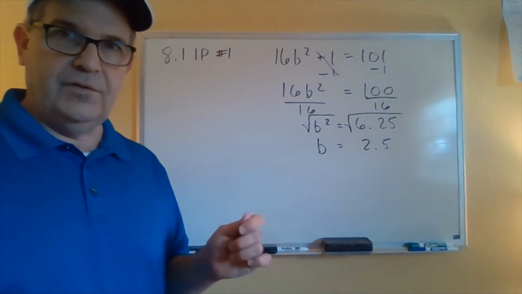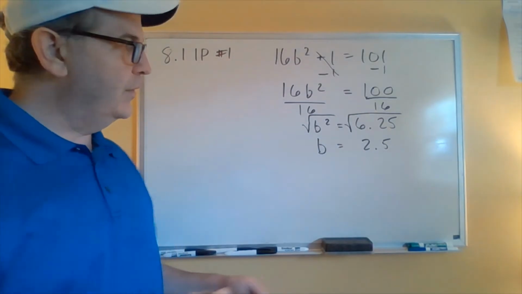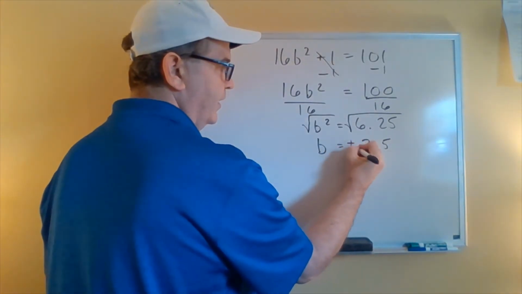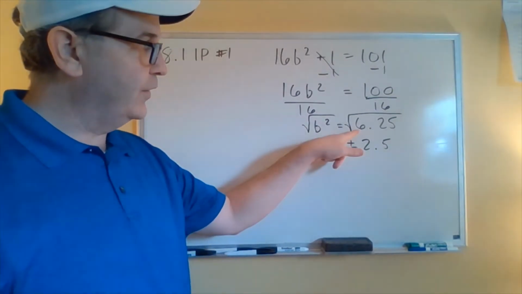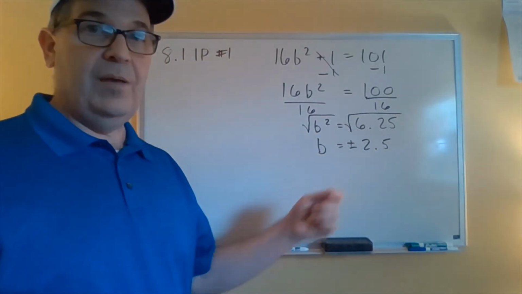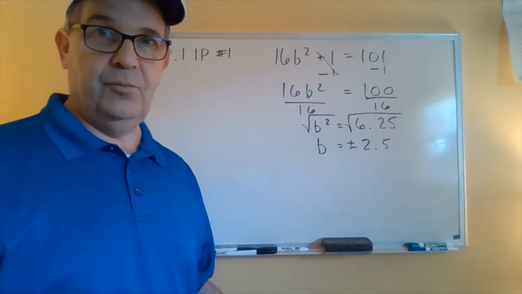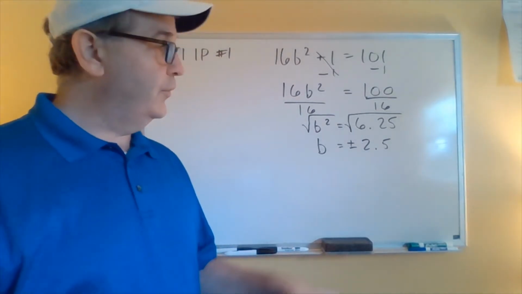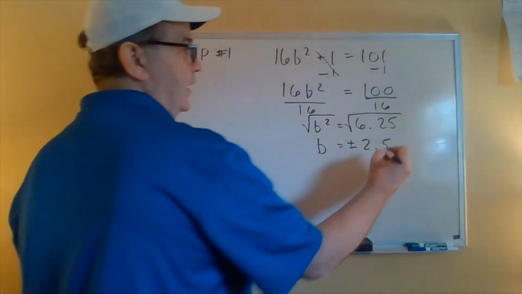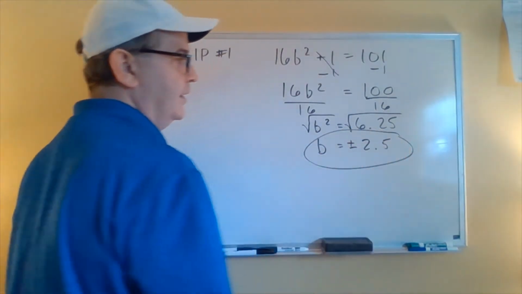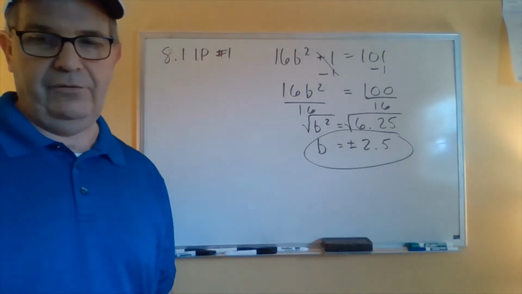However, let's keep this in mind. When you take the square root of a number, there's a positive and a negative. Positive 2.5 times positive 2.5 equals 6.25. At the same time, negative 2.5 times negative 2.5 also equals positive 6.25, because two negatives make a positive. So for number 1, our answer is plus or minus 2.5.